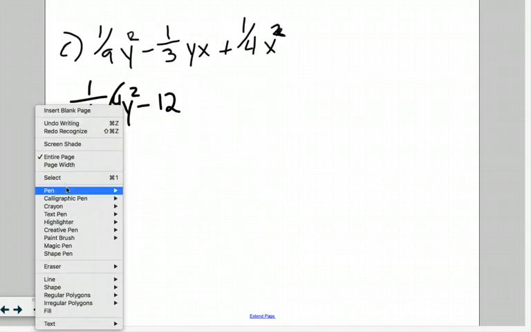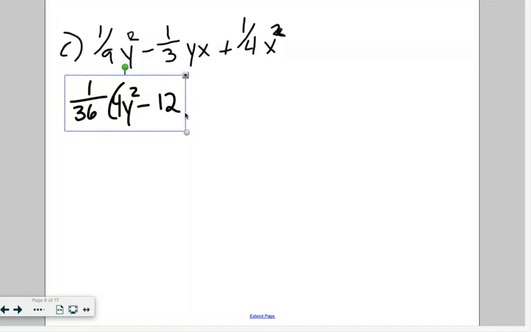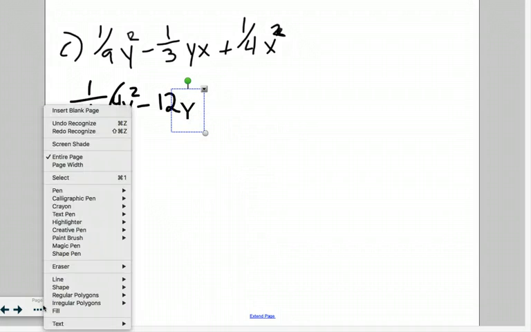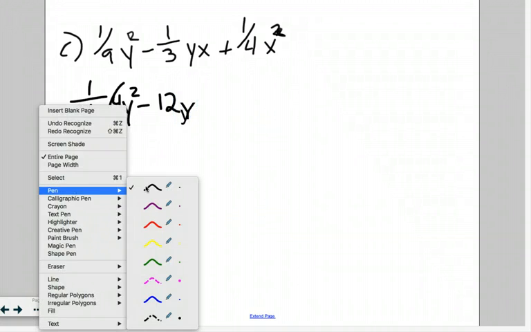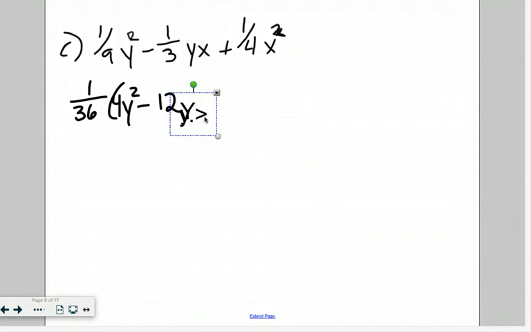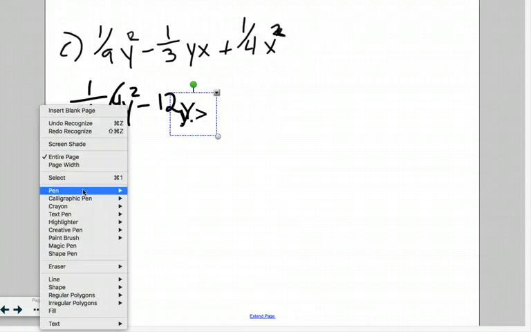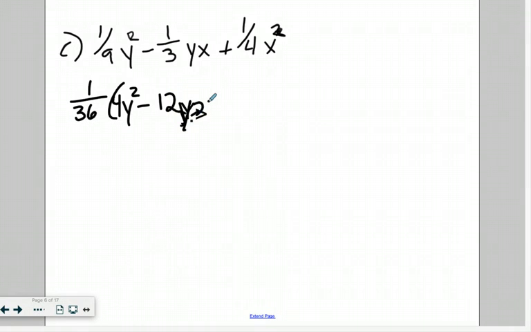12yx plus 9x squared. Okay, and that's when you're dividing everything by 1/36 to get that to factor.